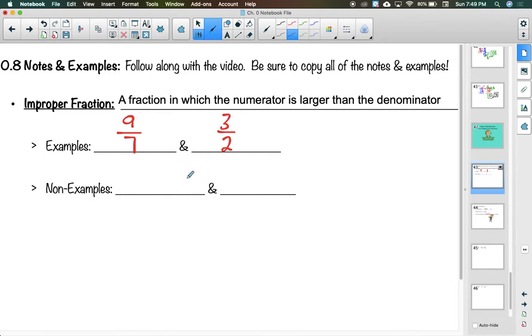Okay? Non-examples would be a fraction with a numerator that's smaller than the denominator, like 4/5, or even a fraction where the numerator is equal to the denominator, like 5/5. Okay, so an improper fraction is a fraction in which the numerator is larger than the denominator.